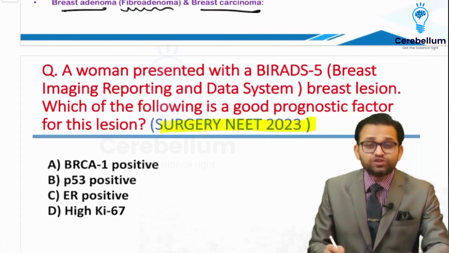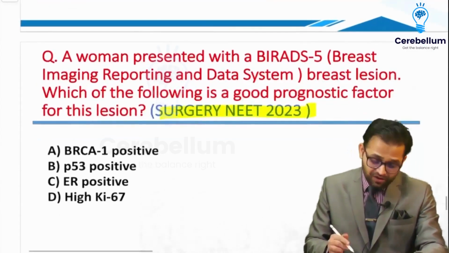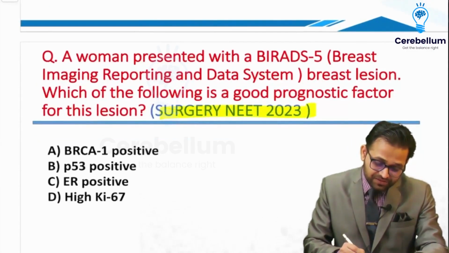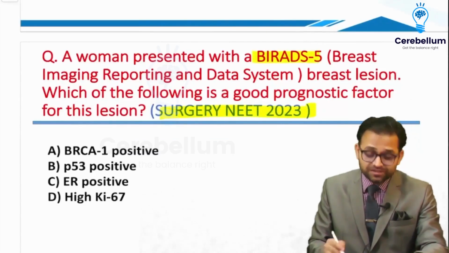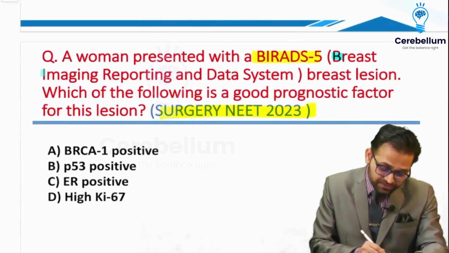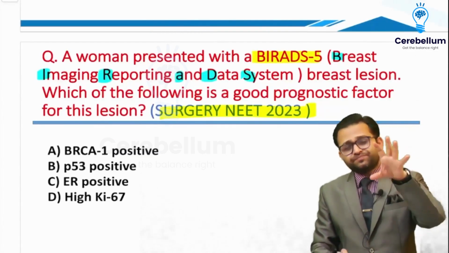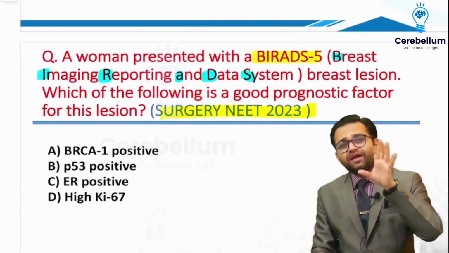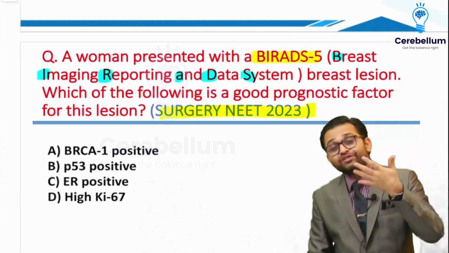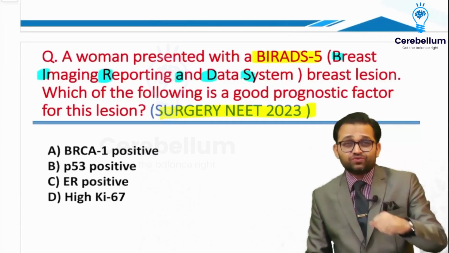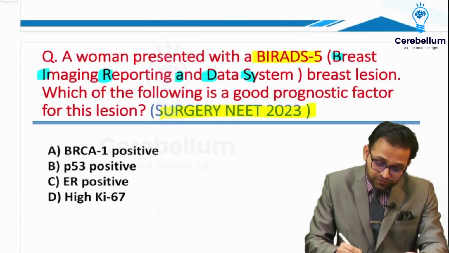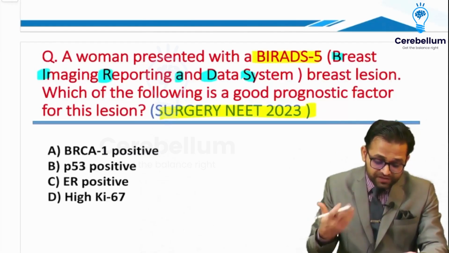So surgery NEET PG 2023, you have to see there a woman presented with BI-RADS 5. What is BI-RADS 5? Yes, B for Breast Imaging Reporting and Data System. So you are doing the radiological method, and you are making the scoring system, you are diagnosing the stage. Okay, breast lesion, which of the following is a good prognostic factor for the lesion?